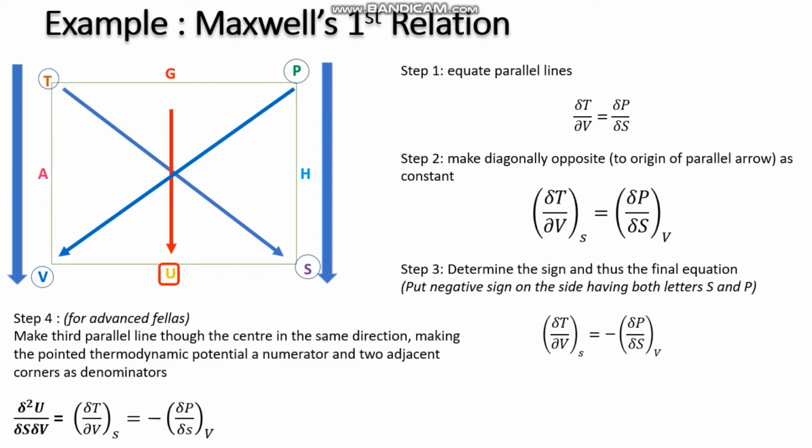Step 4, for advanced fellas. Make a third parallel line, through the center in the same direction, pointing the thermodynamic potential U as numerator and two adjacent corners V and S as denominators. Hence we get del 2 U whole divided by del S and del V.